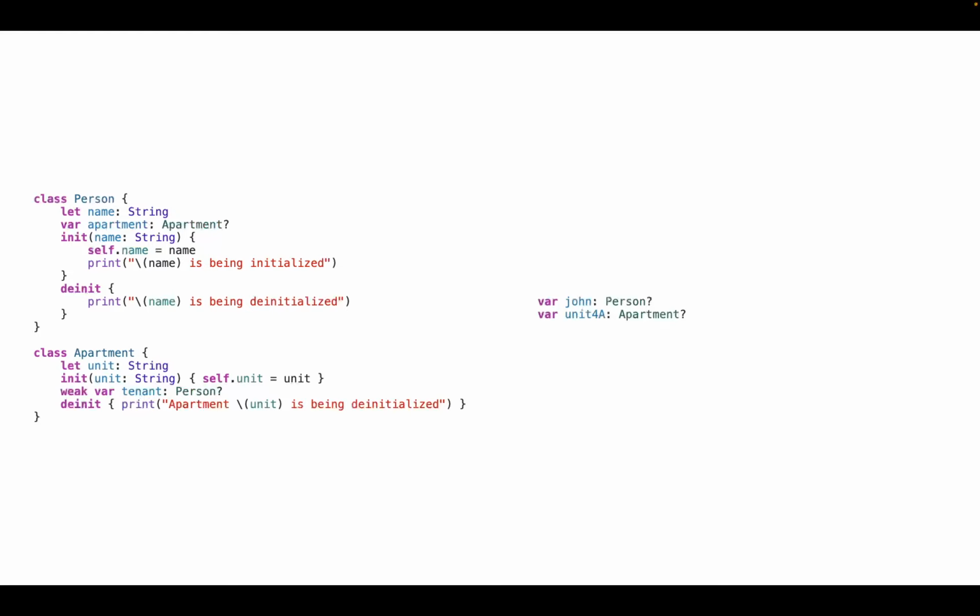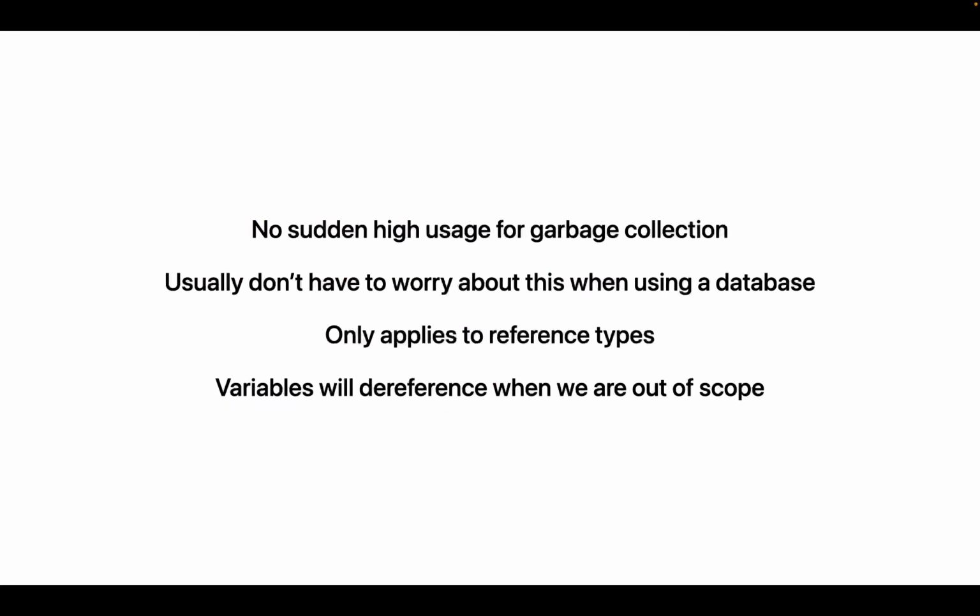So what's the advantage of ARC instead of using something like garbage collection? The first thing is we don't have the sudden high usage like in garbage collection. Because for, yes? So if I remove the apartment reference, since it's a weak variable, would it automatically destroy the John reference also?